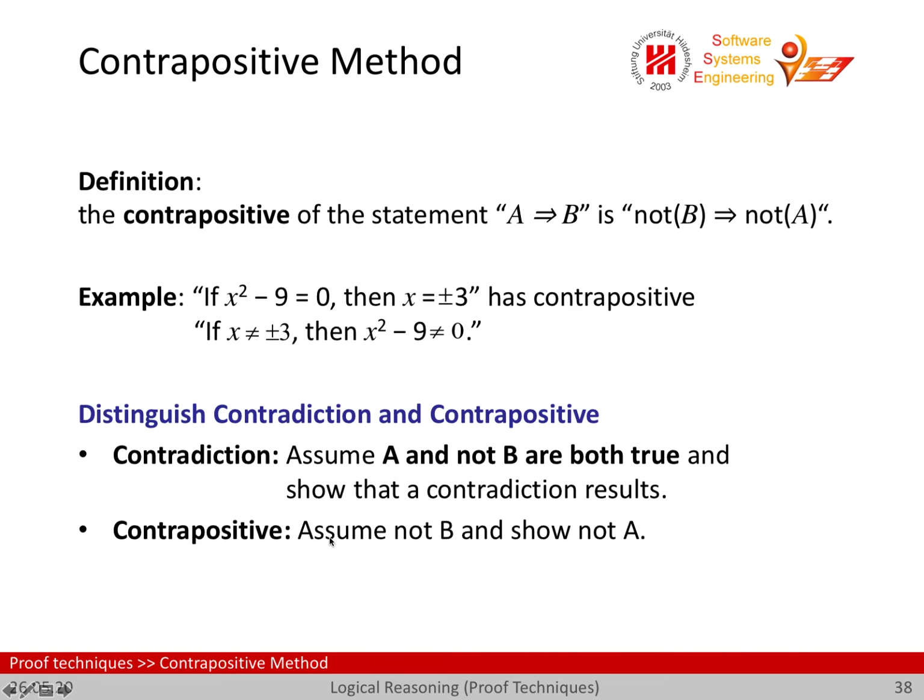The contrapositive method, on the other hand, assumes not B, and then it uses a direct proof to show that not A is true, and from that we then conclude backwards that A implies B.